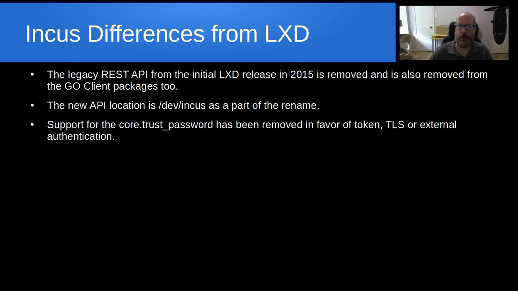So support for the core.trust_password has been removed in favor of tokens, TLS, or external authentication. And it was high time that this took place. You'll recall that when you used to do a LXD init, one of the questions you were asked towards the end is for a trust password. Although in my recent presentations, I showed you how to use an authentication token and assign it instead, since it's more secure.